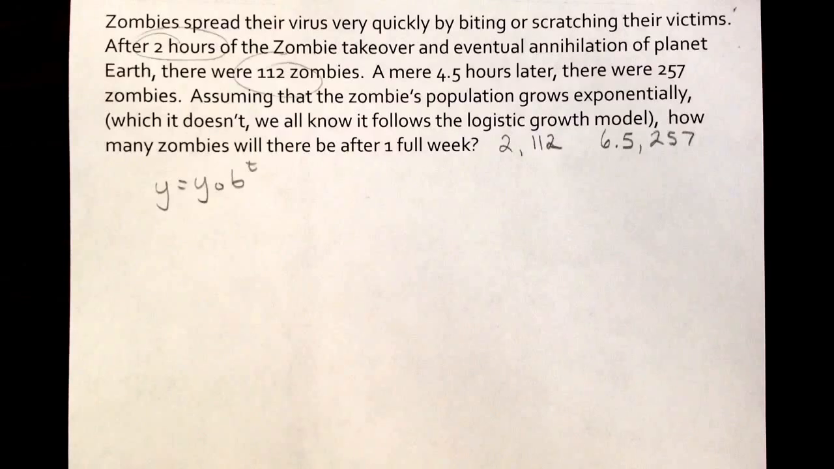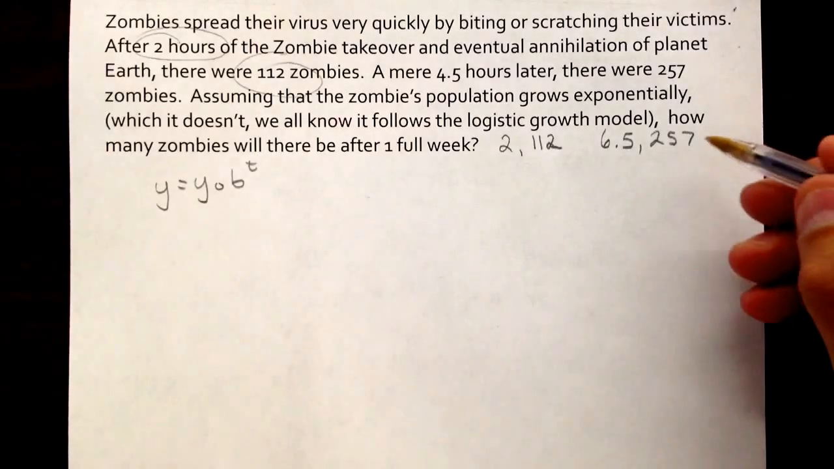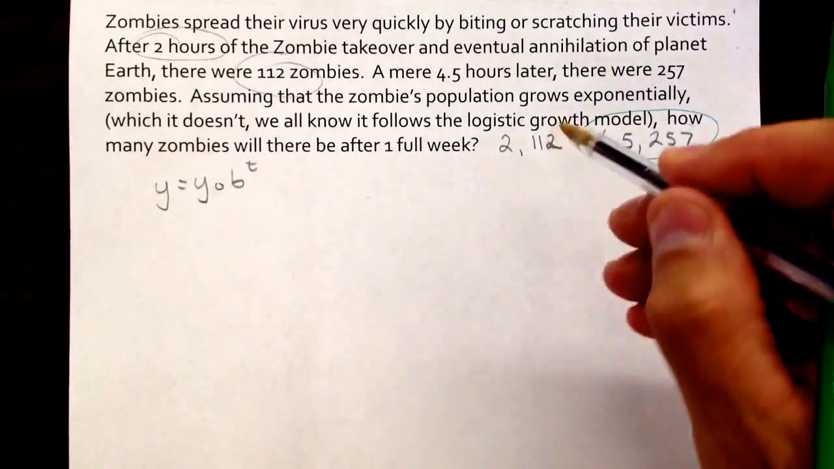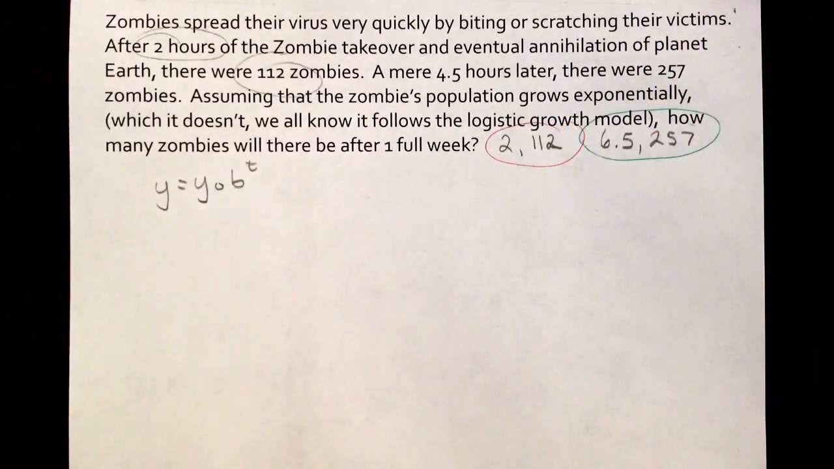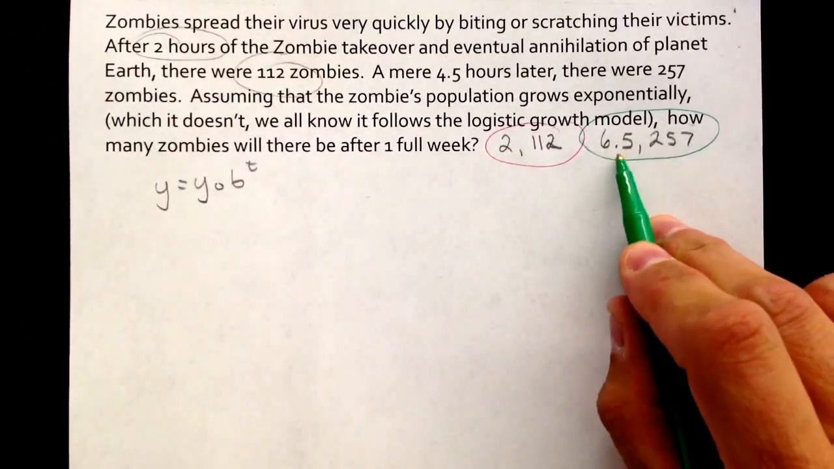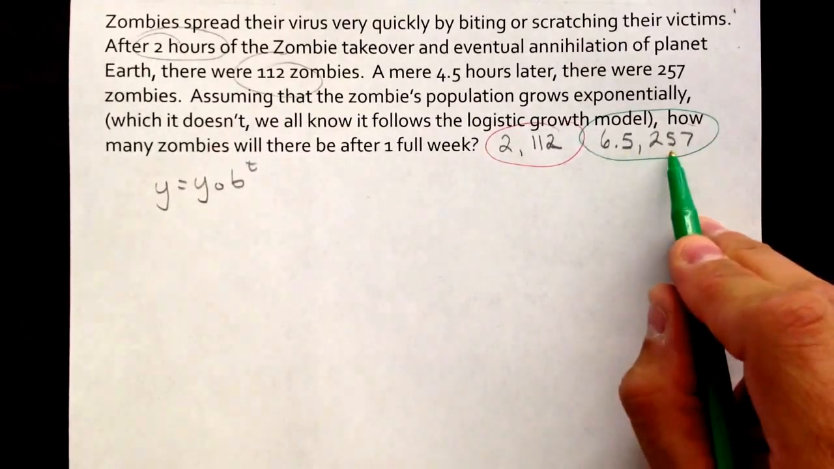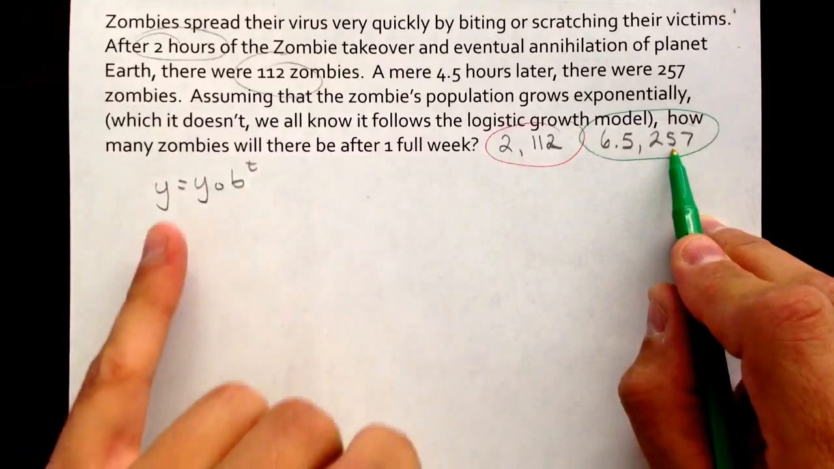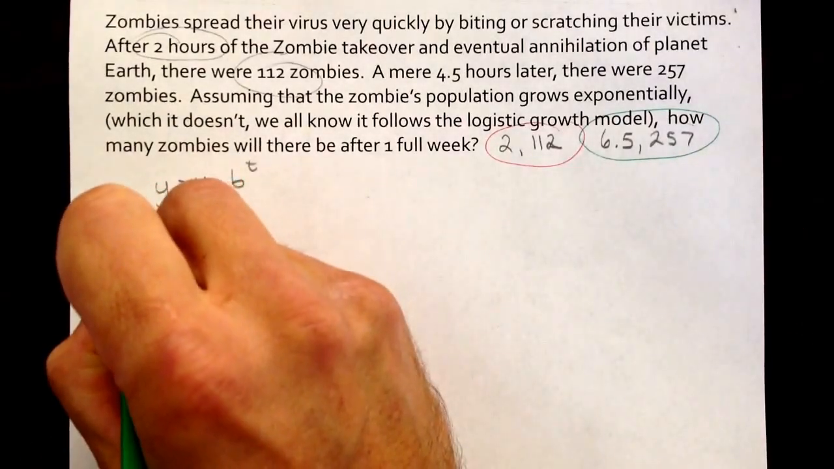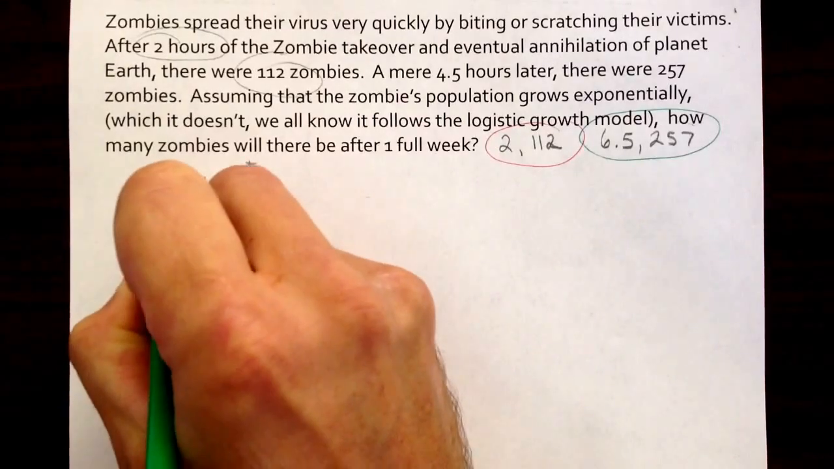This first one here we're going to call green, and this one here will be red. So you can see how it works here. We're going to use them kind of together. The first thing we do is take the largest time, which is 6.5, and use its value of zombies as our future amount. So we'll put 257 underneath here.